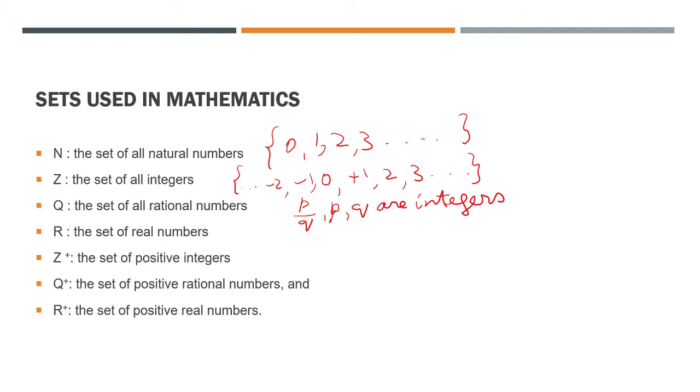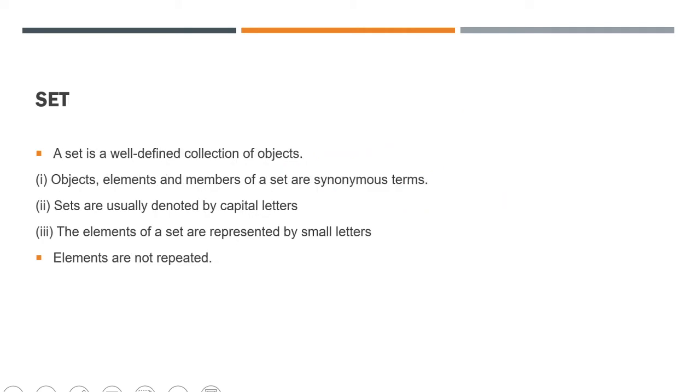Then next we have R, the set of real numbers, which includes both rational numbers and irrational numbers like square roots. Next one is Z plus. Z plus indicates the set of positive integers. Next we have Q plus. Q plus indicates the set of positive rational numbers, and R plus denotes the set of positive real numbers.